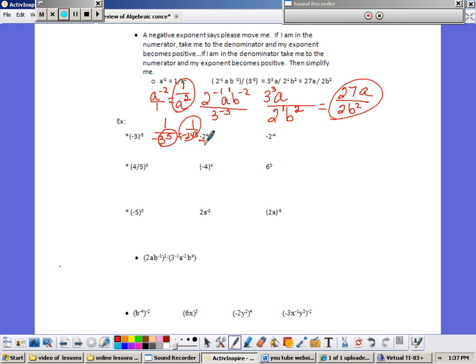Here is a negative, but it's not on the exponent. So it is not moving, only if it has a negative on the exponent. What this says is 2 is being raised to the fourth power, 2 times 2 times 2 times 2, which is 16, and there's a negative on the front. On the next one, this exponent does have a negative, so it is going to the bottom. This negative doesn't, so it's staying on the top. And I get negative 1 over 16.